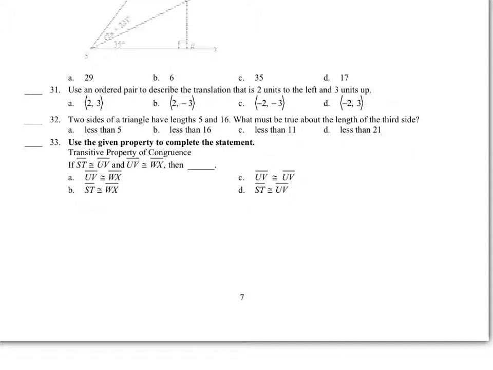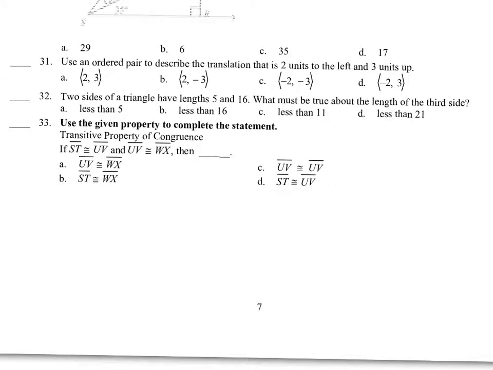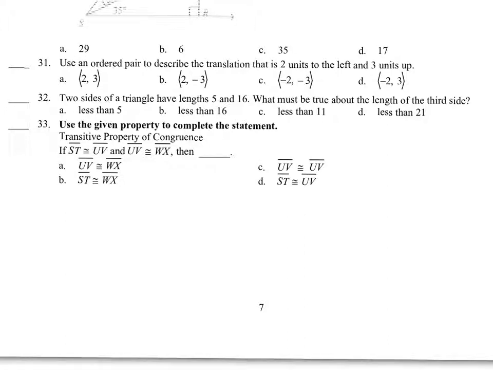Okay, and here we're looking at numbers 31 through 45 of the semester review. The first question says to use an ordered pair to describe the translation of 2 units to the left, 3 units up. So the first number in our vector is going to be the horizontal movement. If it's to the left, it's -2.